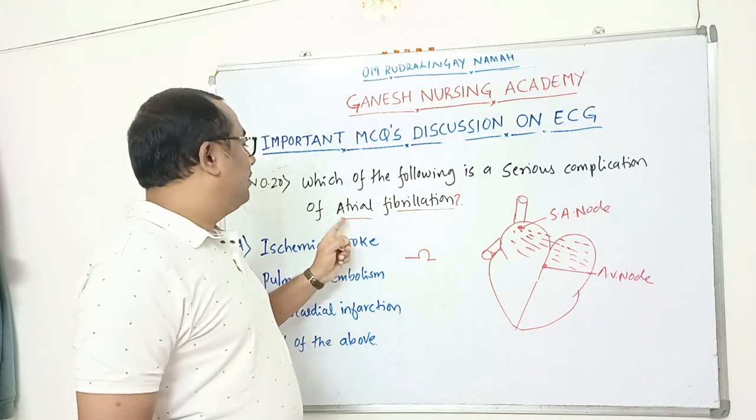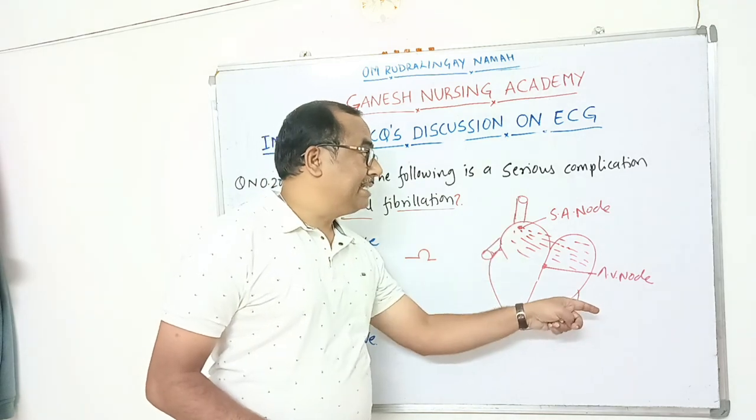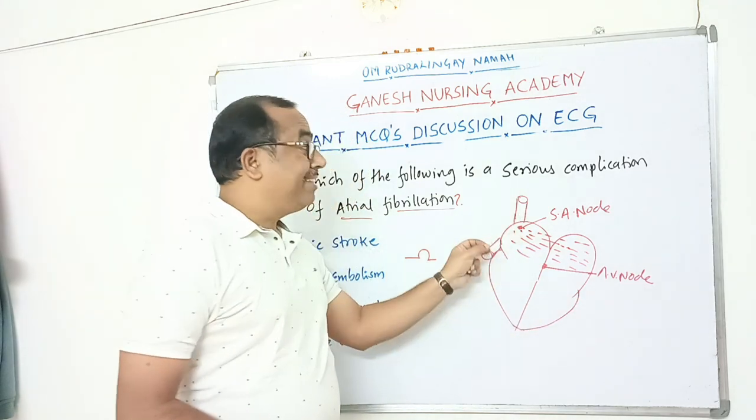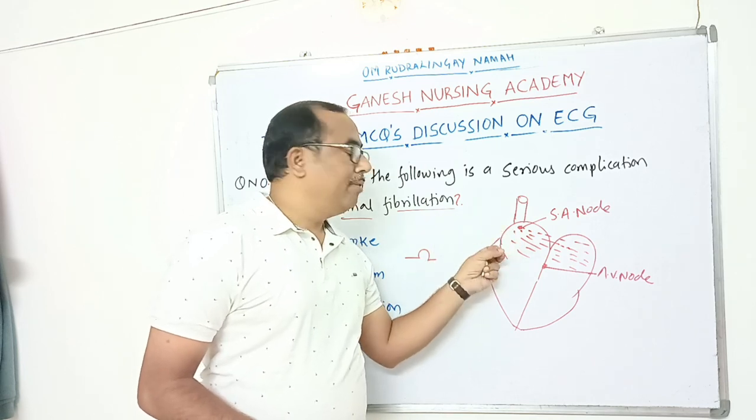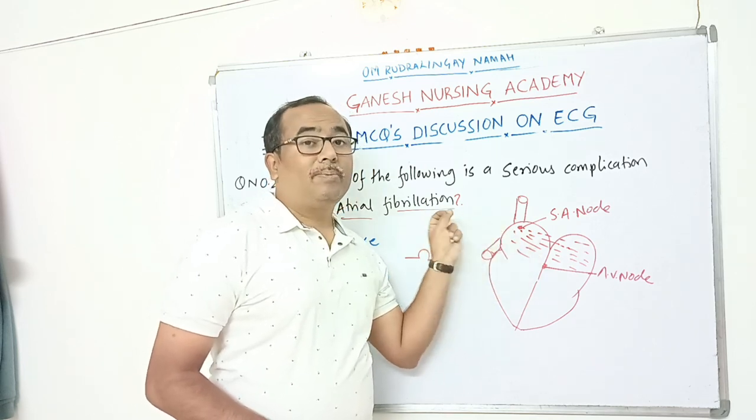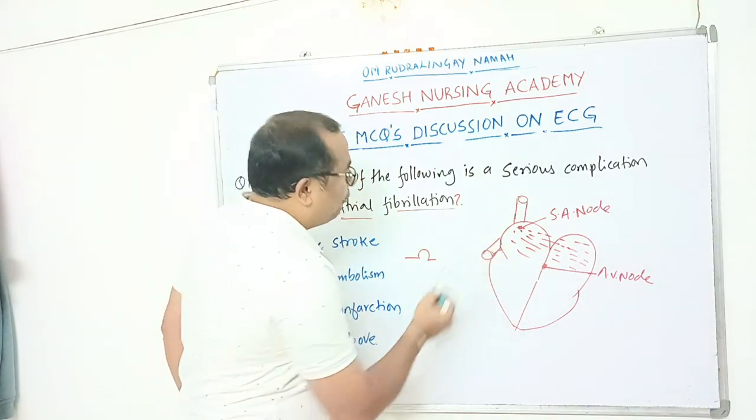But in case of atrial fibrillation, what happens here? Instead of the SA node, or in addition to the SA node, some other atrial wall ectopic beats will produce the electrical impulses. So this will show what happens here. There is atrial fibrillation.